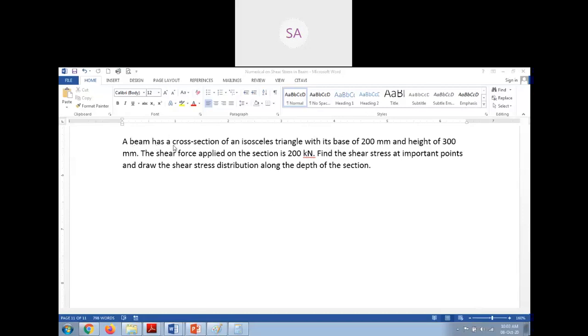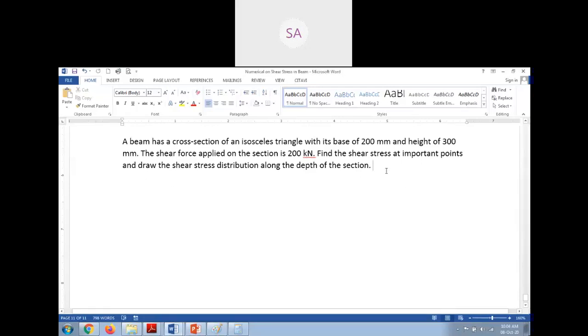A beam has a cross section of an isosceles triangle with its base of 200 millimeter and height of 300 millimeter. The shear force applied on the section is 200 kilonewton. Find the shear stress at important points and draw the shear stress distribution along the depth of the section.